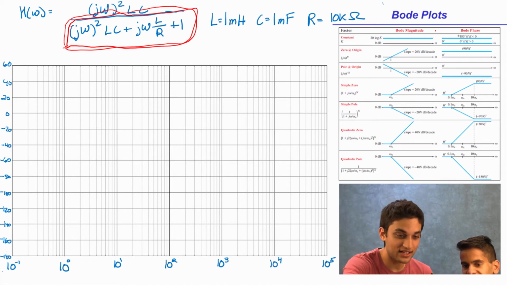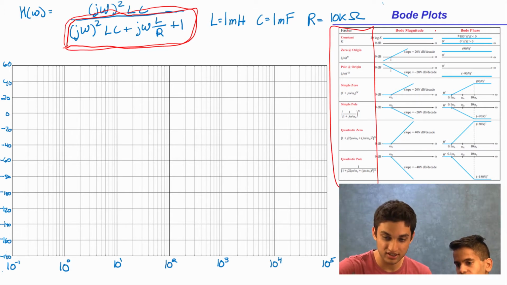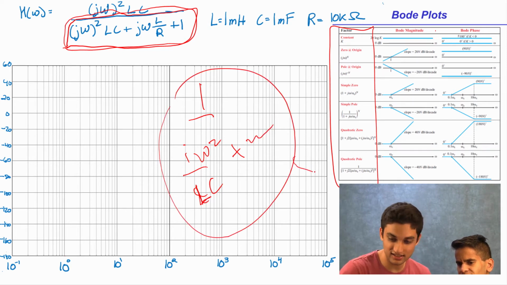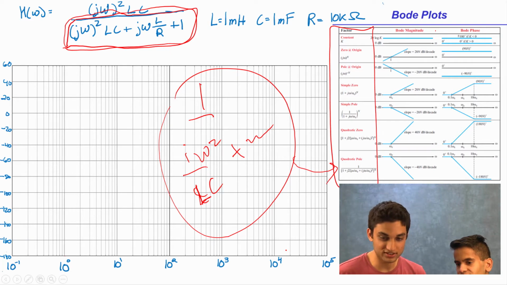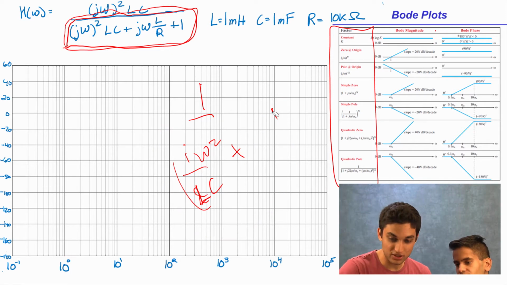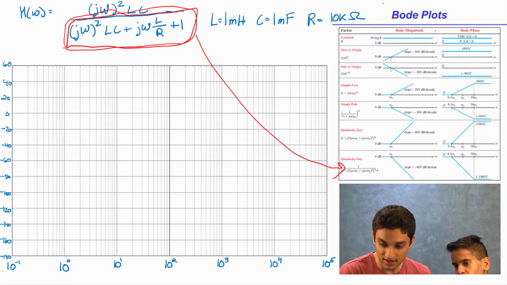So we're going to try and pattern match this term to something over here, to something in this region. Looking at it, this is kind of like 1 over j omega squared LC plus something. So this kind of looks like a quadratic pole, where the whole n is equal to 1. So we're going to pattern match this to a quadratic pole, where this n over here is 1.